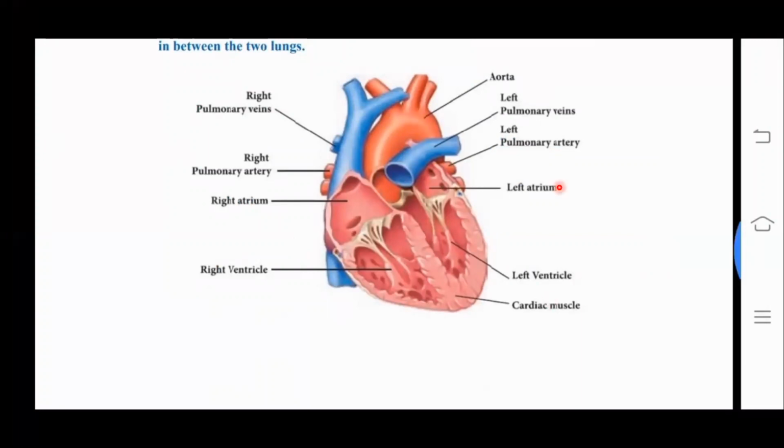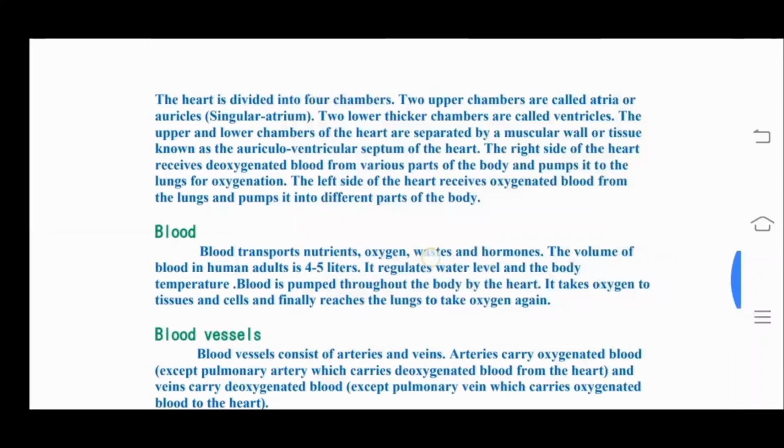What are the parts? We want to draw the heart. See, right pulmonary veins, and aorta. This is left pulmonary veins. This is right pulmonary artery, left pulmonary artery, right atrium, left atrium, right ventricle, left ventricle, cardiac muscles. See this also. And the heart is divided into 4 chambers.